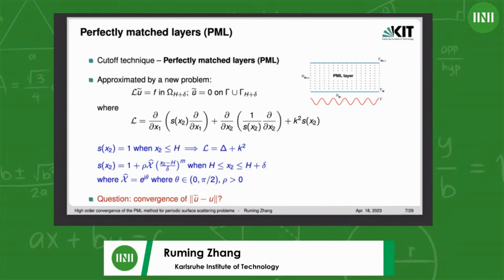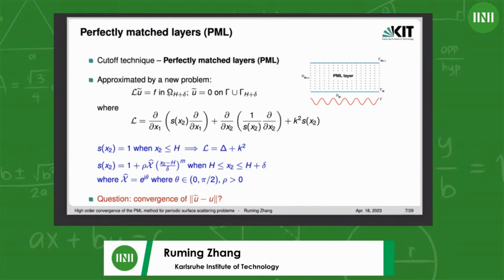And U tilde satisfies the Dirichlet boundary condition on gamma, the same as U, but U tilde is approximated by 0. So we set U tilde equals 0 on gamma H plus lambda, because the wave almost vanishes. So the approximation we set is to be 0. So we get a new problem that exists in the domain between gamma and gamma H plus lambda.